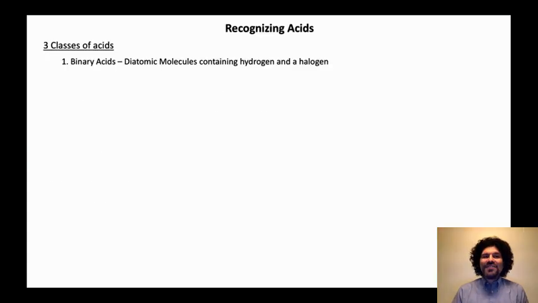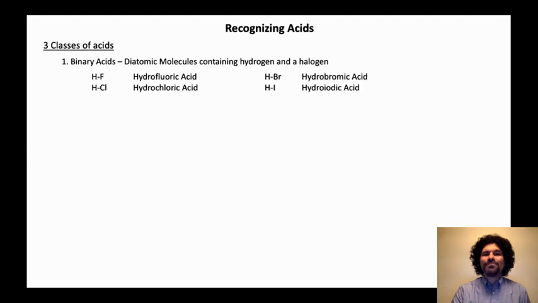So what you are definitely going to have to be able to do in this course is recognize acids. And I like to think of acids as falling into three classes. So the first class of acid are binary acids, which means they have just two atoms in a molecule. So they're diatomic molecules containing hydrogen and a halogen. Okay, so the four examples that are important are HF, hydrofluoric acid, HCl, hydrochloric acid, HBr, hydrobromic acid, and HI, hydroiodic acid.